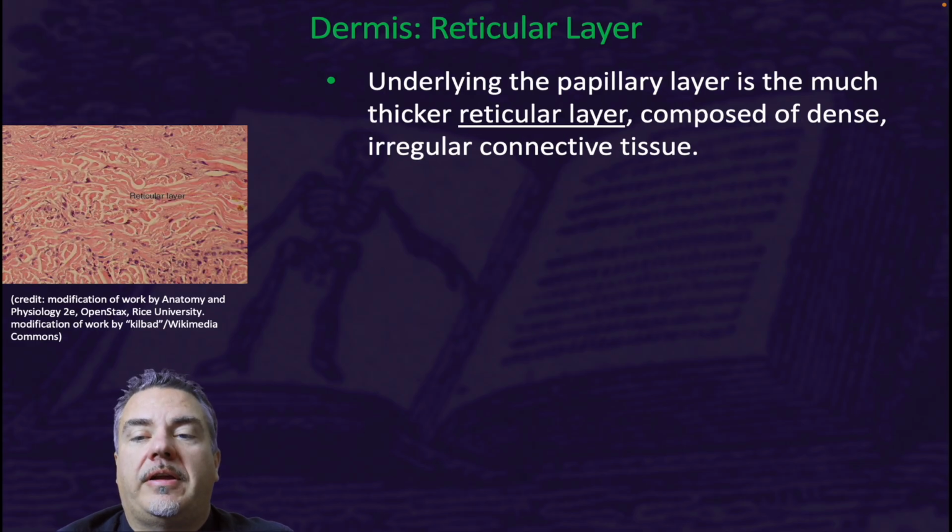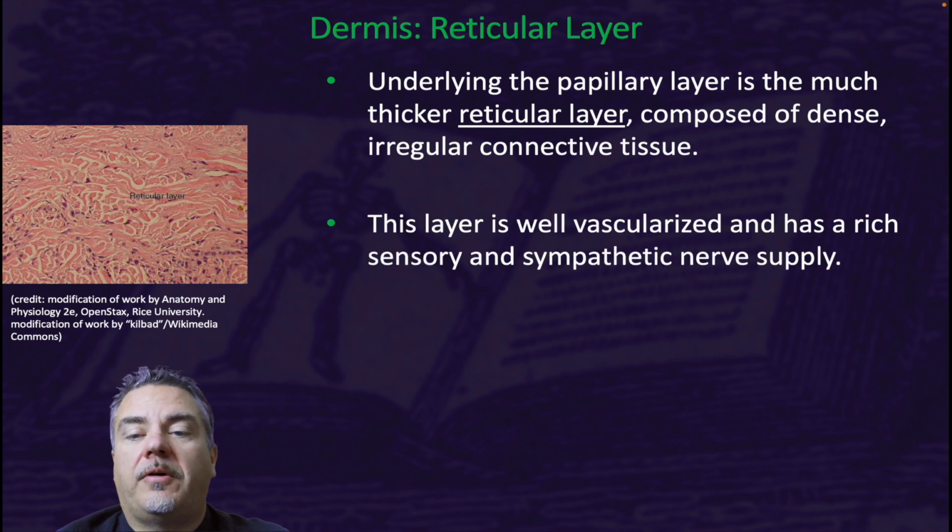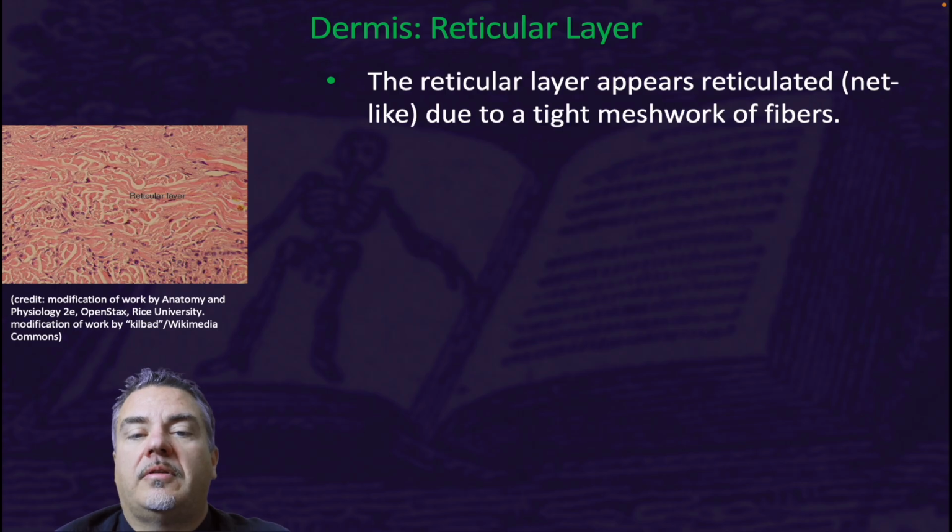Underlying the papillary layer is a much thicker reticular layer composed of dense, irregular connective tissue. This layer is well vascularized and has a rich sensory and sympathetic nerve supply. The reticular layer appears reticulated, in other words net-like, due to a tight meshwork of fibers.